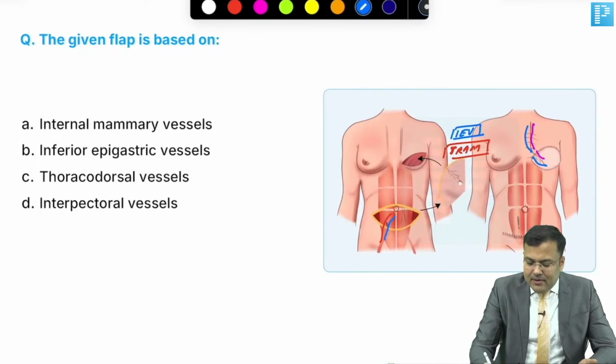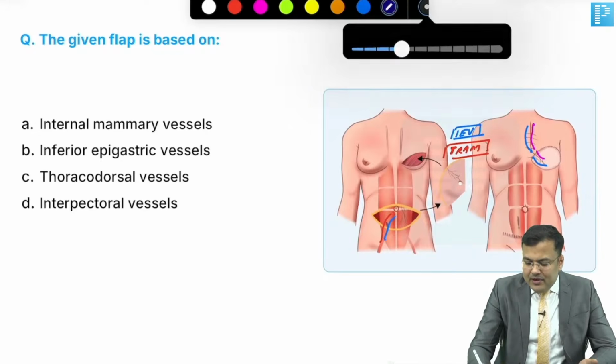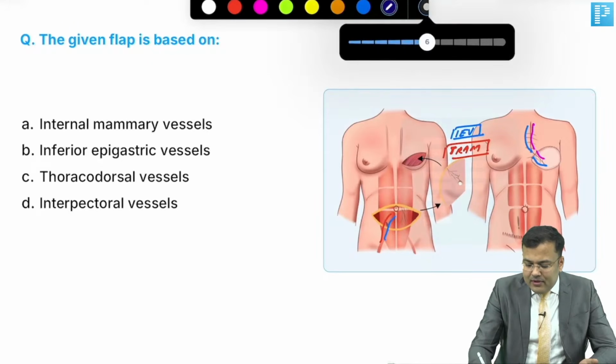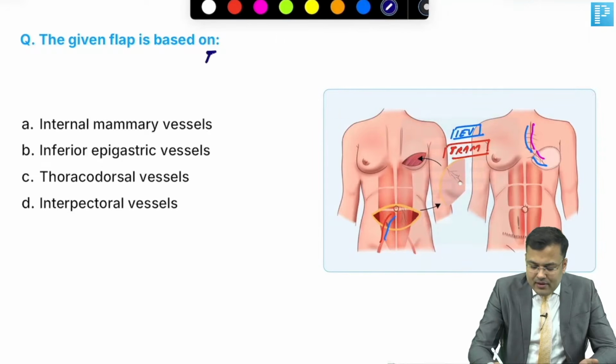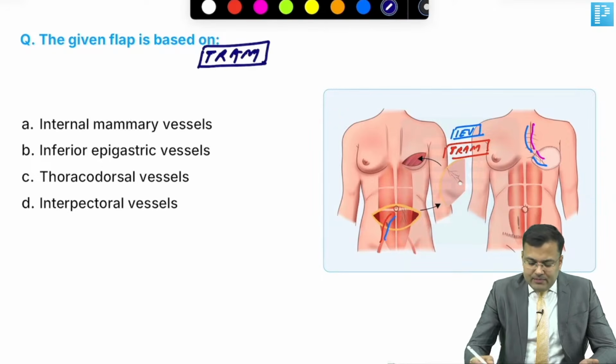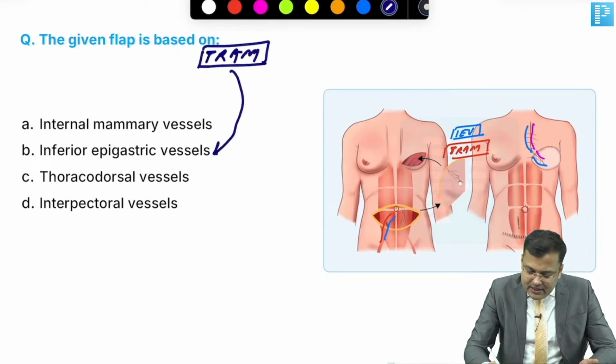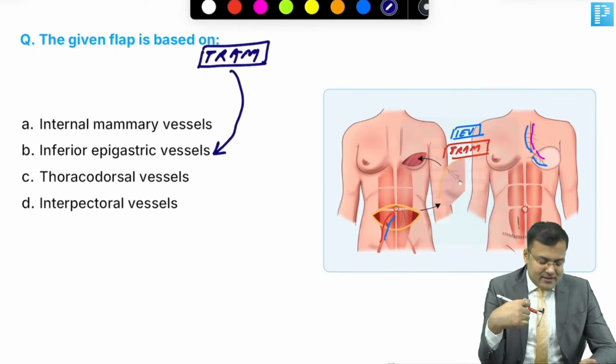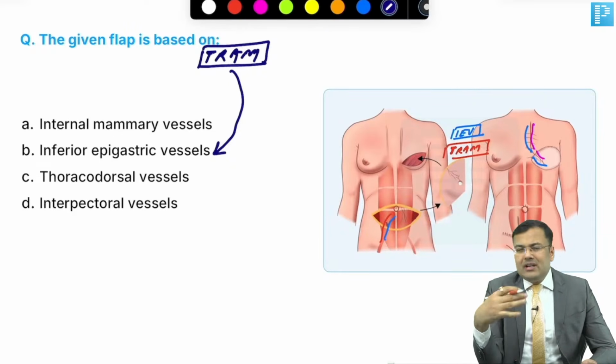The given flap, you know, it is TRAM flap. So the name of the given flap, guys, it is TRAM flap, and you know that this TRAM flap is based on inferior epigastric vessels. Can anybody tell me, LD flap, latissimus dorsi flap, it is based on which vessels? LD flap. Sir, why is it not DIEP flap?